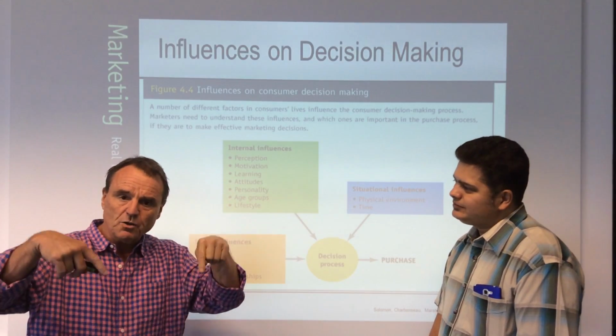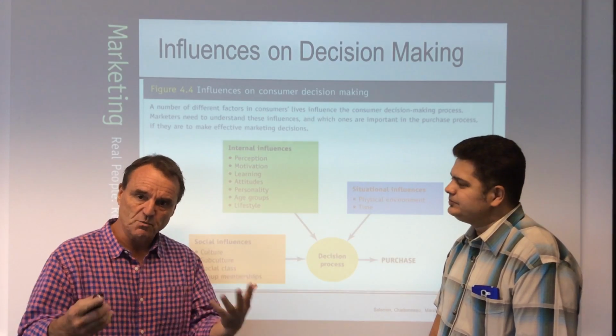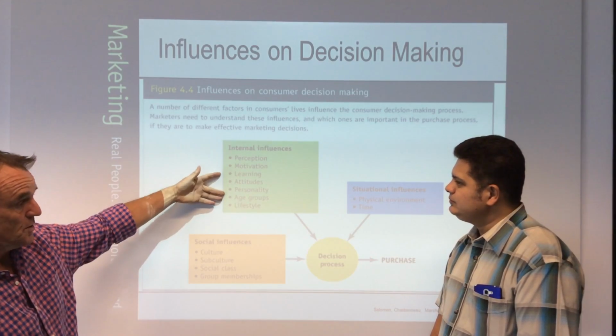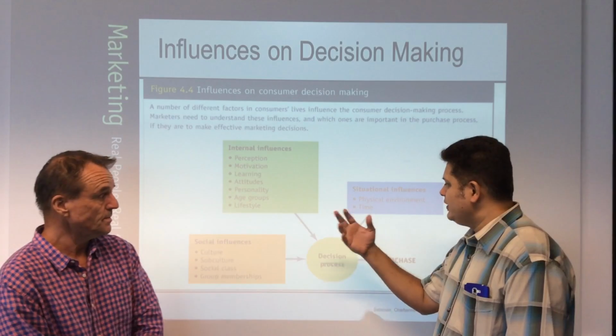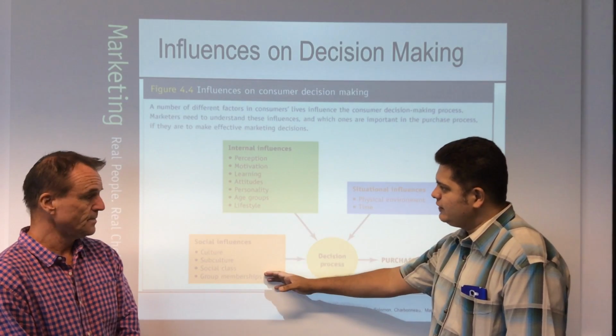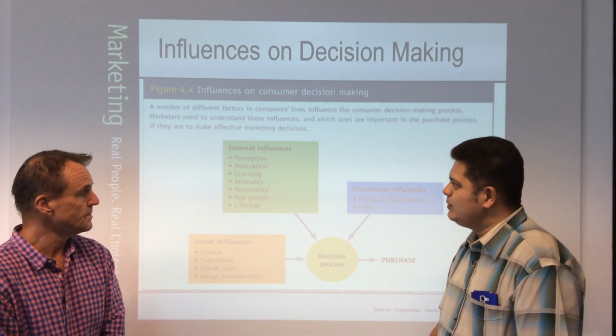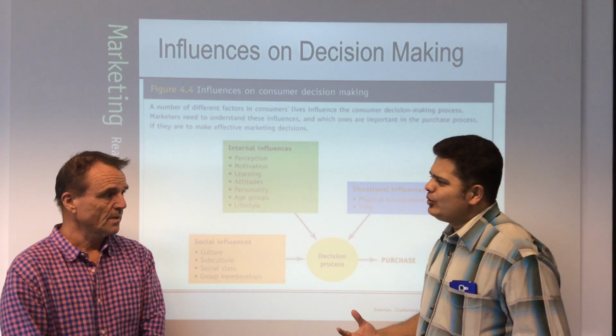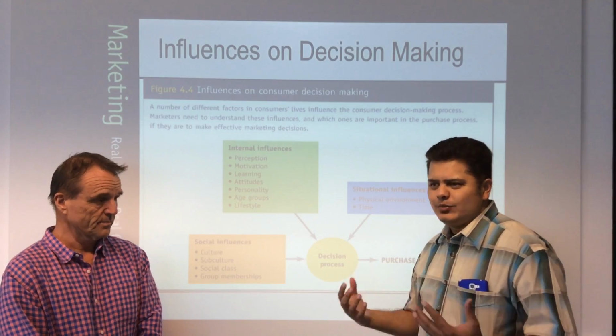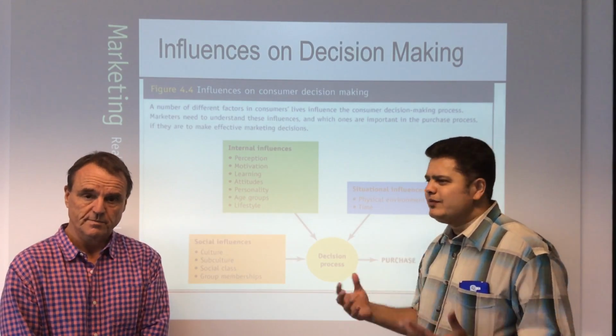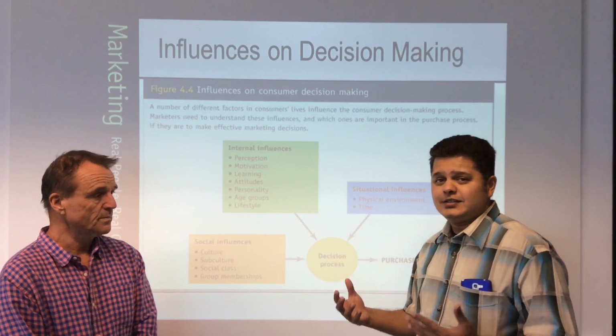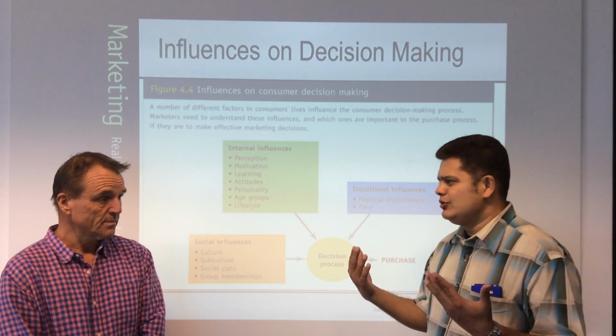So we're now going a bit deeper to analyze what influences us. We have internal, situational, and social influences. Let's start with the internal ones. So, perception. We all have perceptions about things that we like, the colors that we like, the preferences that we have, the aesthetics and the styles that we prefer. Those are all based on perceptions.